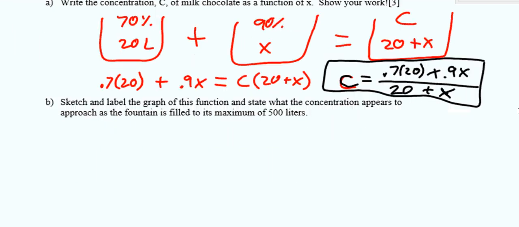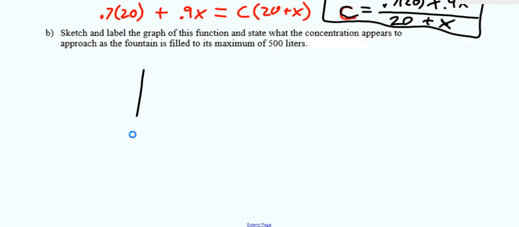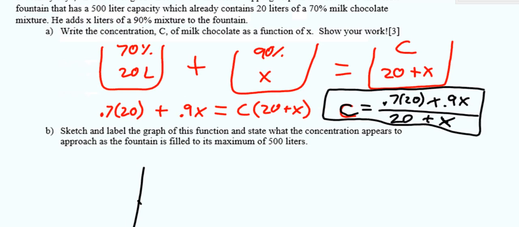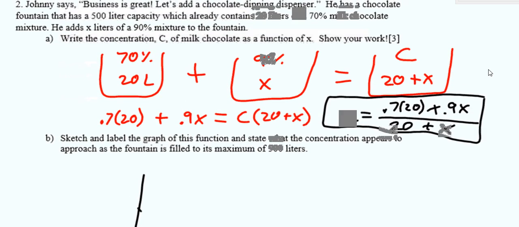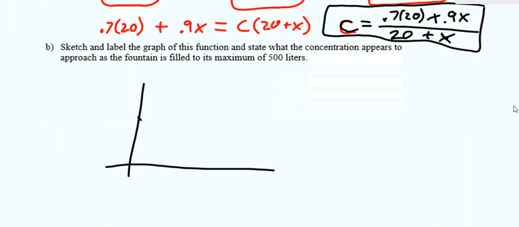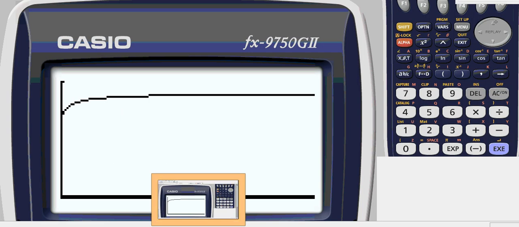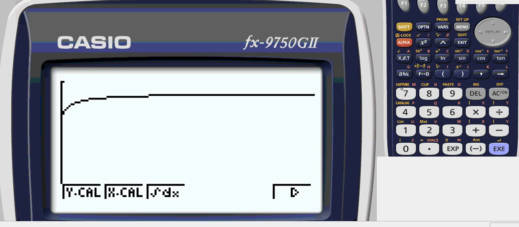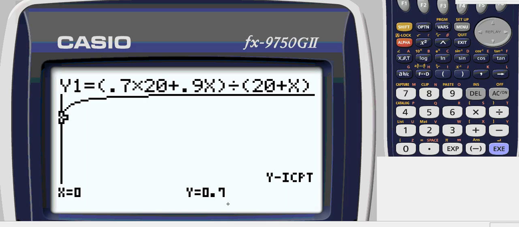So, sketch and label the graph. A few things you should know from being able to sketch this. You should know the y-intercept, and you actually know that without doing anything, because the y-intercept will be the percent that it starts at before we add anything to it, since x is how much we added. If we've added 0, the percentage we're starting with is 70%. So there's our y-intercept. If you want to check that on the calculator, you just go gsolve with the y-intercept 0.7.